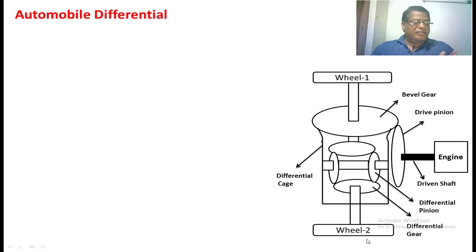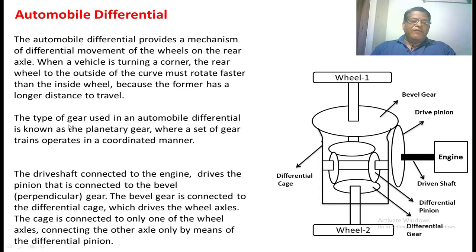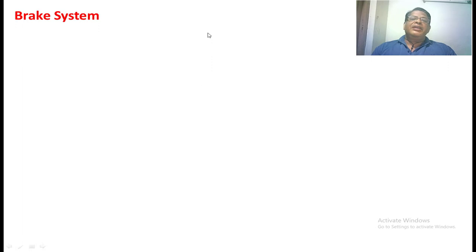Suppose the driver is taking the turn in this direction, the distance traveled by this wheel will be more compared to this wheel. When the vehicle is going through turns, the differential pinion, this gear, will provide different velocities to the wheels, so that the two wheels can take the turn. This type of gear used in the automobile differential is known as a planetary gear, where a set of gear trains operate in a coordinated manner.